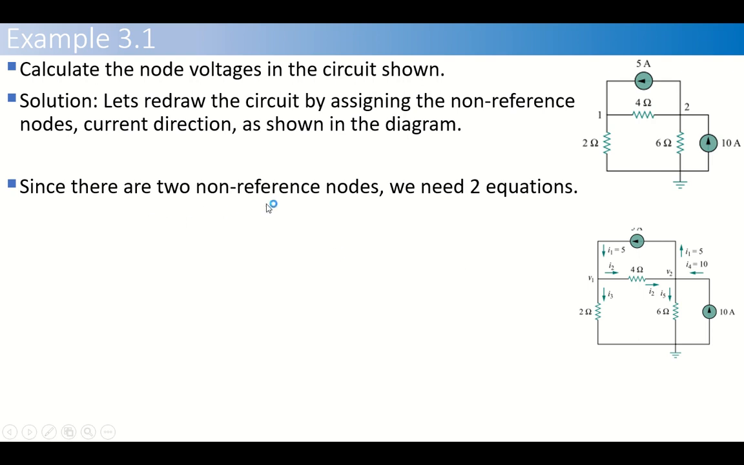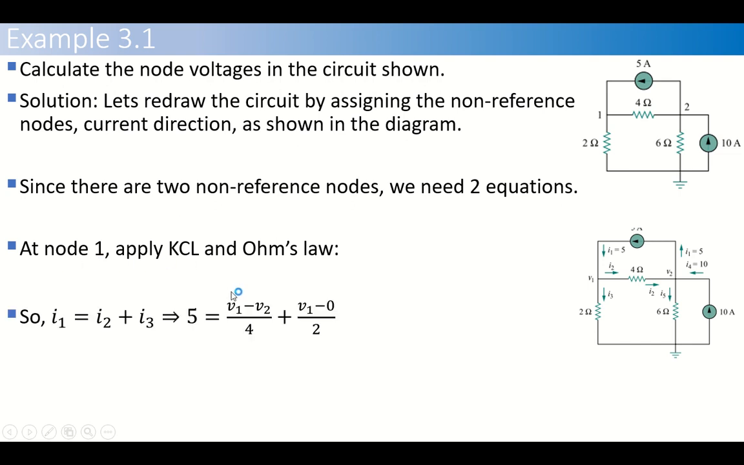Since there are two non-reference nodes, we need two equations. Obviously there will be two variables arising, so we must have two equations. We can apply KCL at node 1 and we can also use Ohm's law. At node 1 you can see that we have the incoming current I1, equal to 5 ampere, and outgoing currents I2 and I3. According to KCL, the sum of the incoming currents should be equal to the sum of the outgoing currents. So I1 should be equal to I2 plus I3.